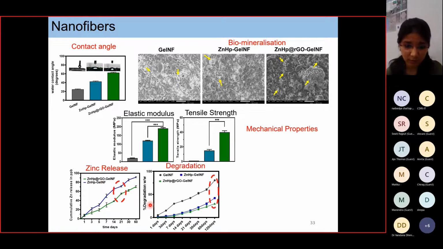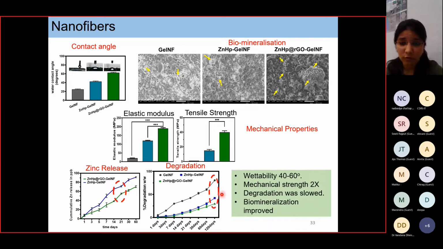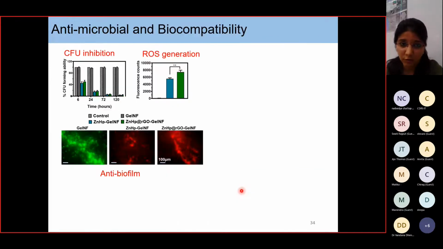The next study we did was the degradation studies, and we saw that the gelatin nanofibers showed a higher rate of degradation. They were almost degraded after 30 to 40 days. But in the case of the incorporation of these nanocomposites into the gelatin nanofiber system, we saw a reduced degradation rate. They were still viable after 4 to 5 months when we kept them. So we optimized the wettability, and we saw an increase in mechanical strength, degradation was slowed, and biomineralization was improved.